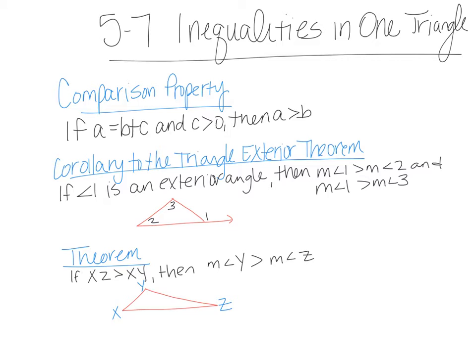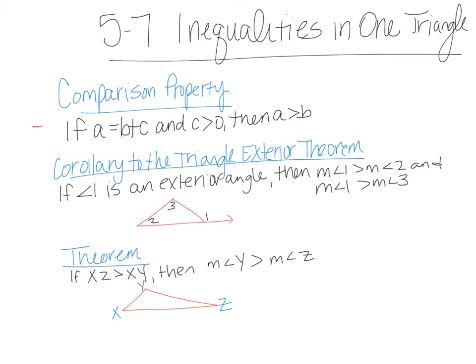Remember that with proofs, these properties, theorems, and corollaries are going to be used in your reasons. So make sure that you understand them so you can use them for that aspect as well. The first one is the comparison property. Basically, if A is equal to B plus C and C is greater than 0, then that would mean that A would be greater than B.